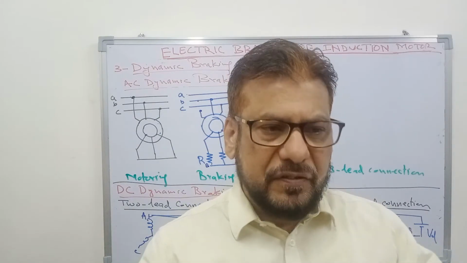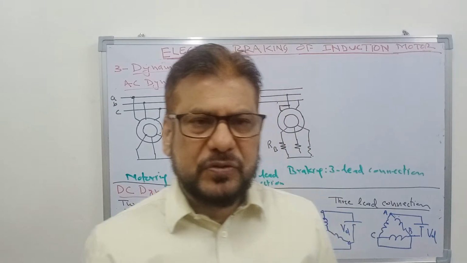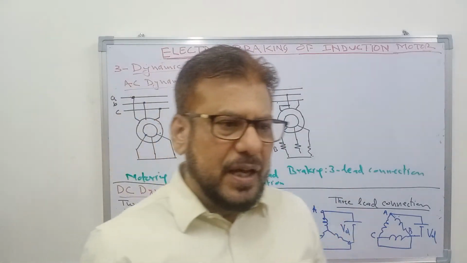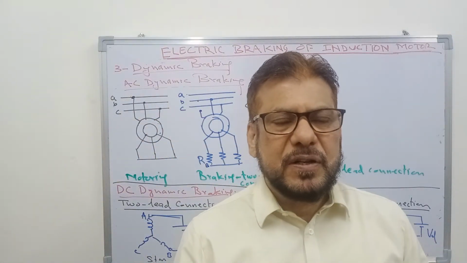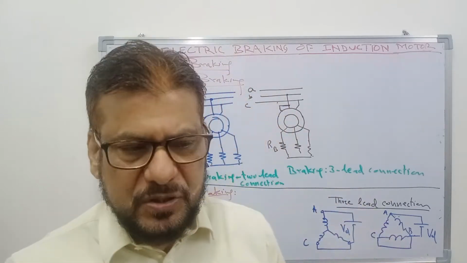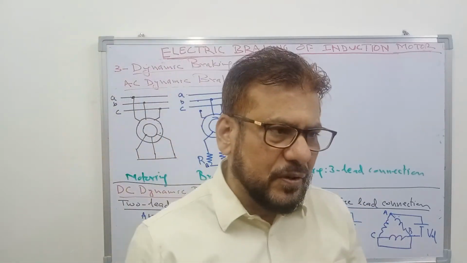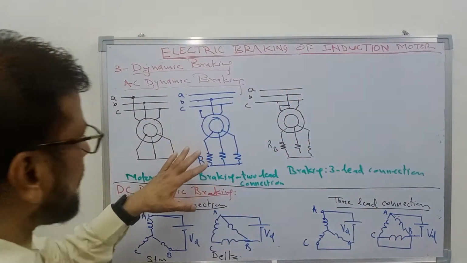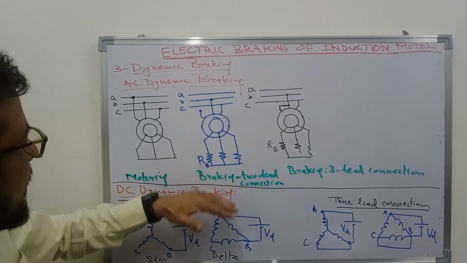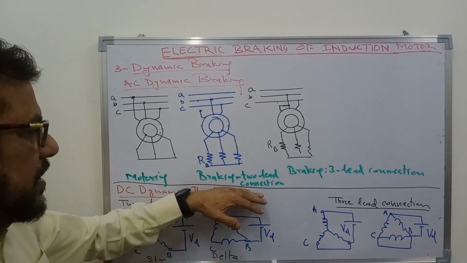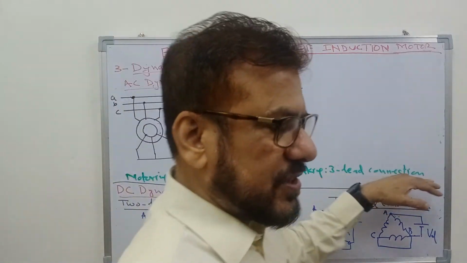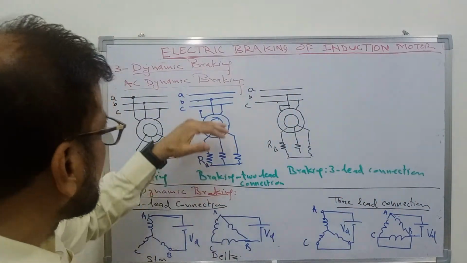So two magnetic fields will be produced because of unbalanced supply, and the net torque will depend on which field is dominating, which torque is dominating. So here there are two possibilities. One is known as a two lead connection and the other is three lead connection. In two lead connection, what is done?